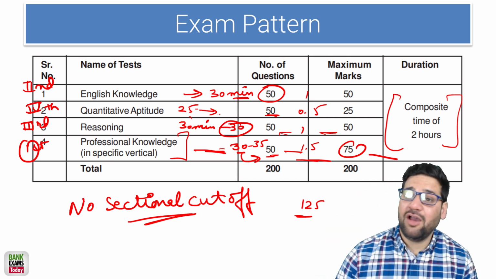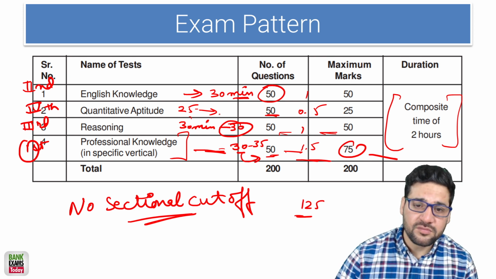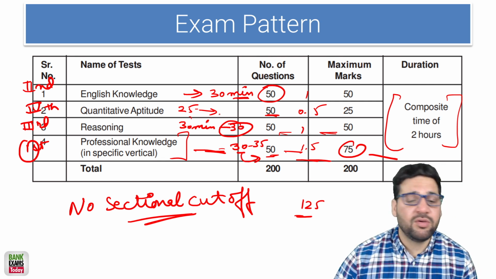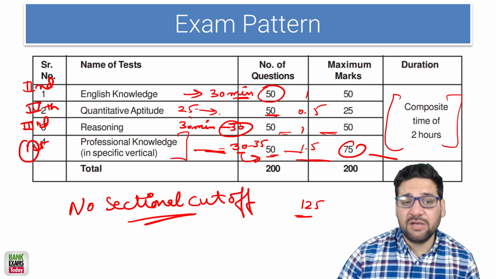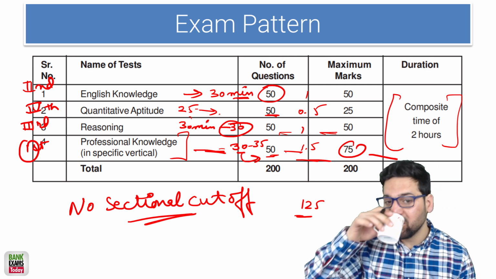Make a plan. I already gave you a plan. Start with professional knowledge, then move on to the English language. Then you can do the reasoning ability, then the quantitative aptitude. That's how you should do it, according to me.